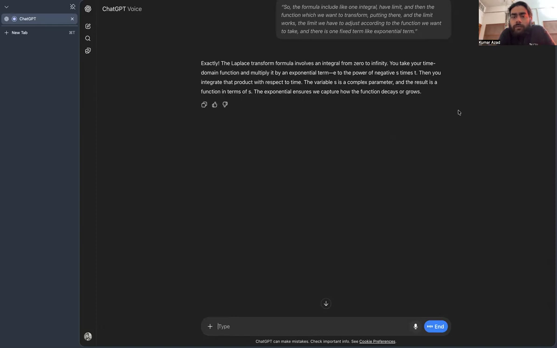So the exponential captures how the function decays or grows. So what is that relevant to the transformation, the problem we want to work on?